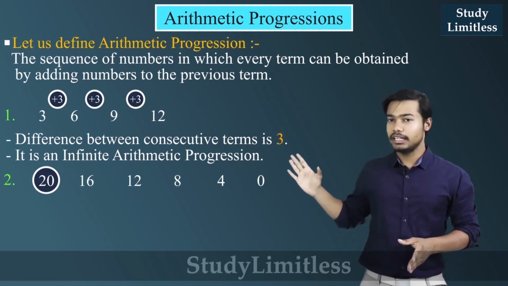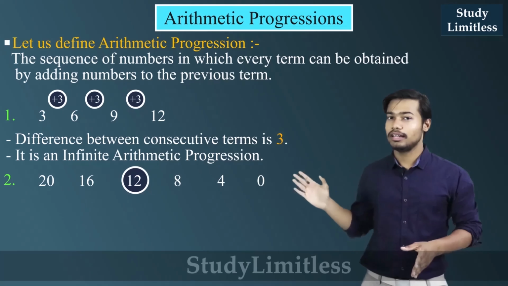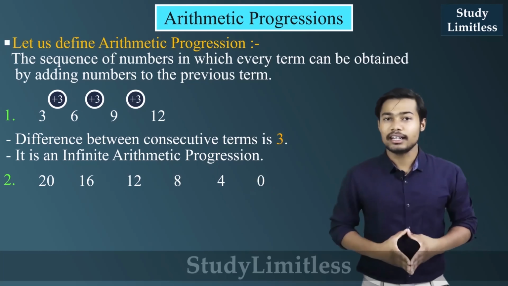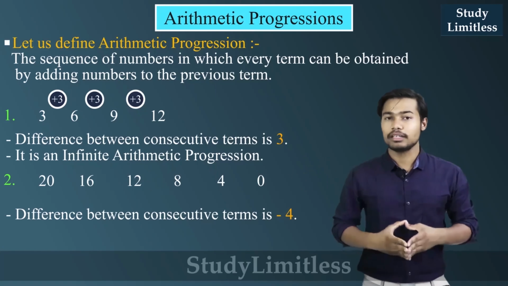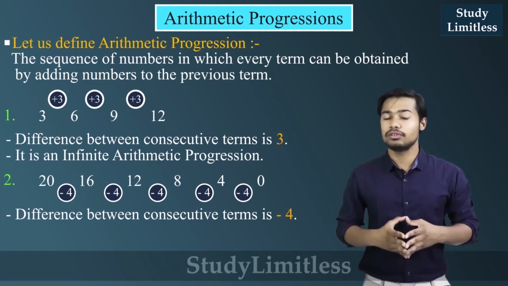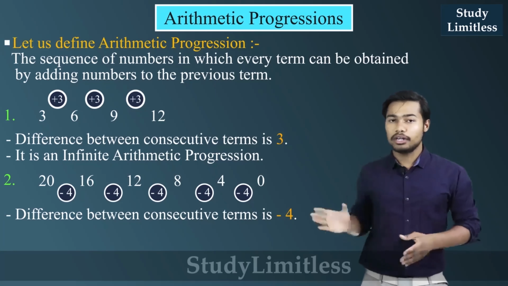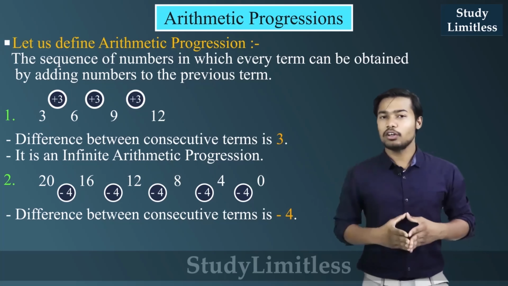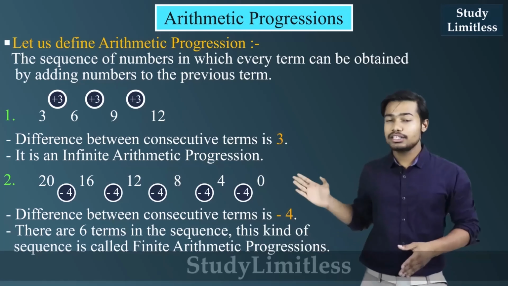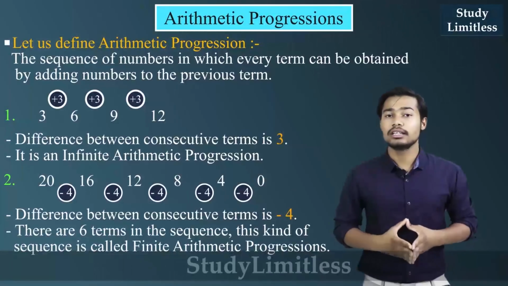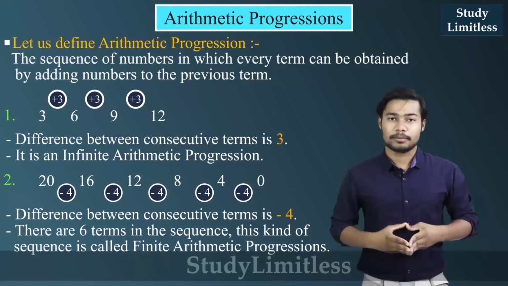Let us take the second example. Here we have 20, 16, 12, 8, 4 and 0. Here we can see that the difference between the consecutive terms is 4. We can obtain 16 by adding negative 4 to the first term, that is 20. And we can obtain 12 by adding negative 4 to 16, so on and so forth. And we can also observe that there are 6 terms in the sequence. So this kind of sequence is called as finite arithmetic progression.